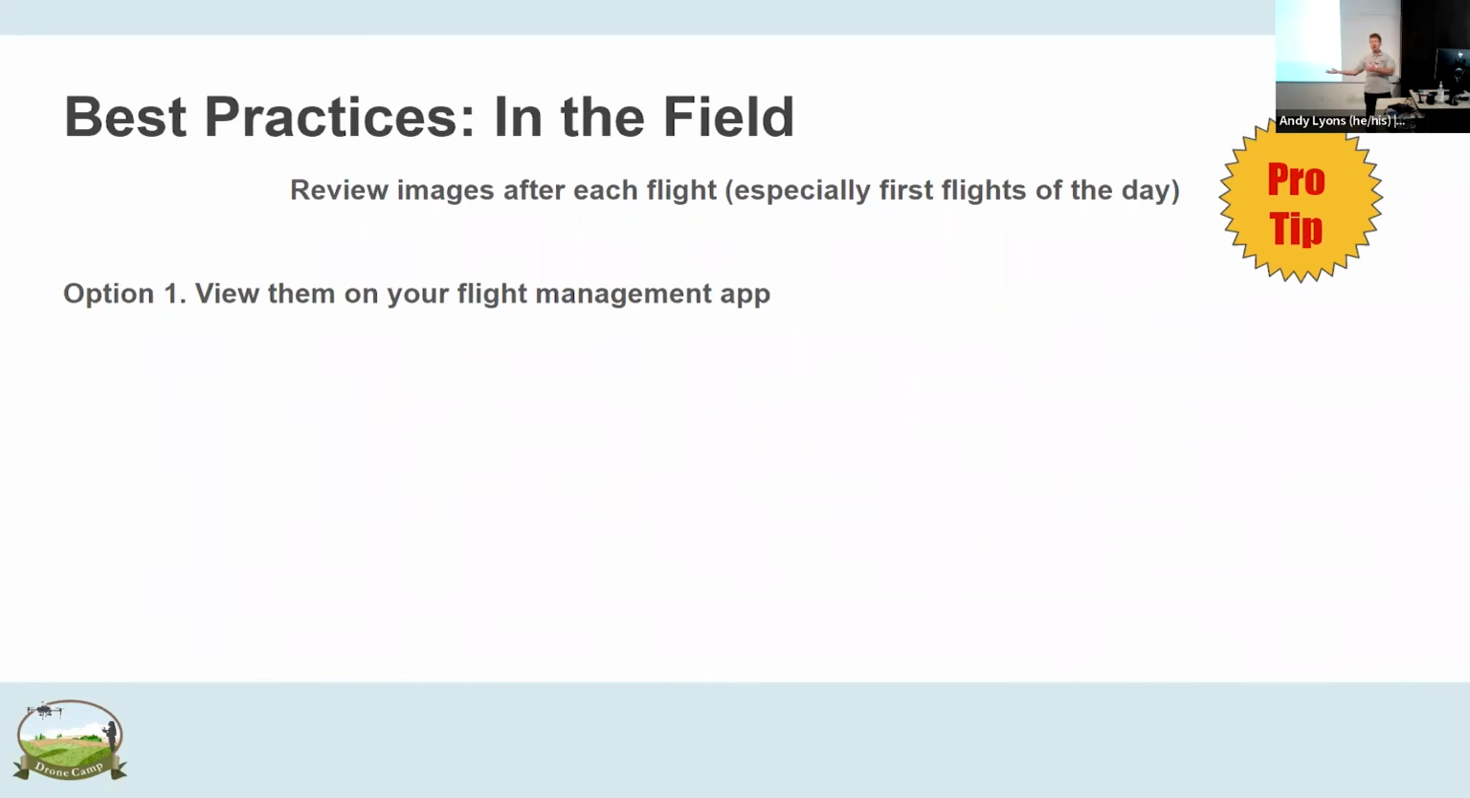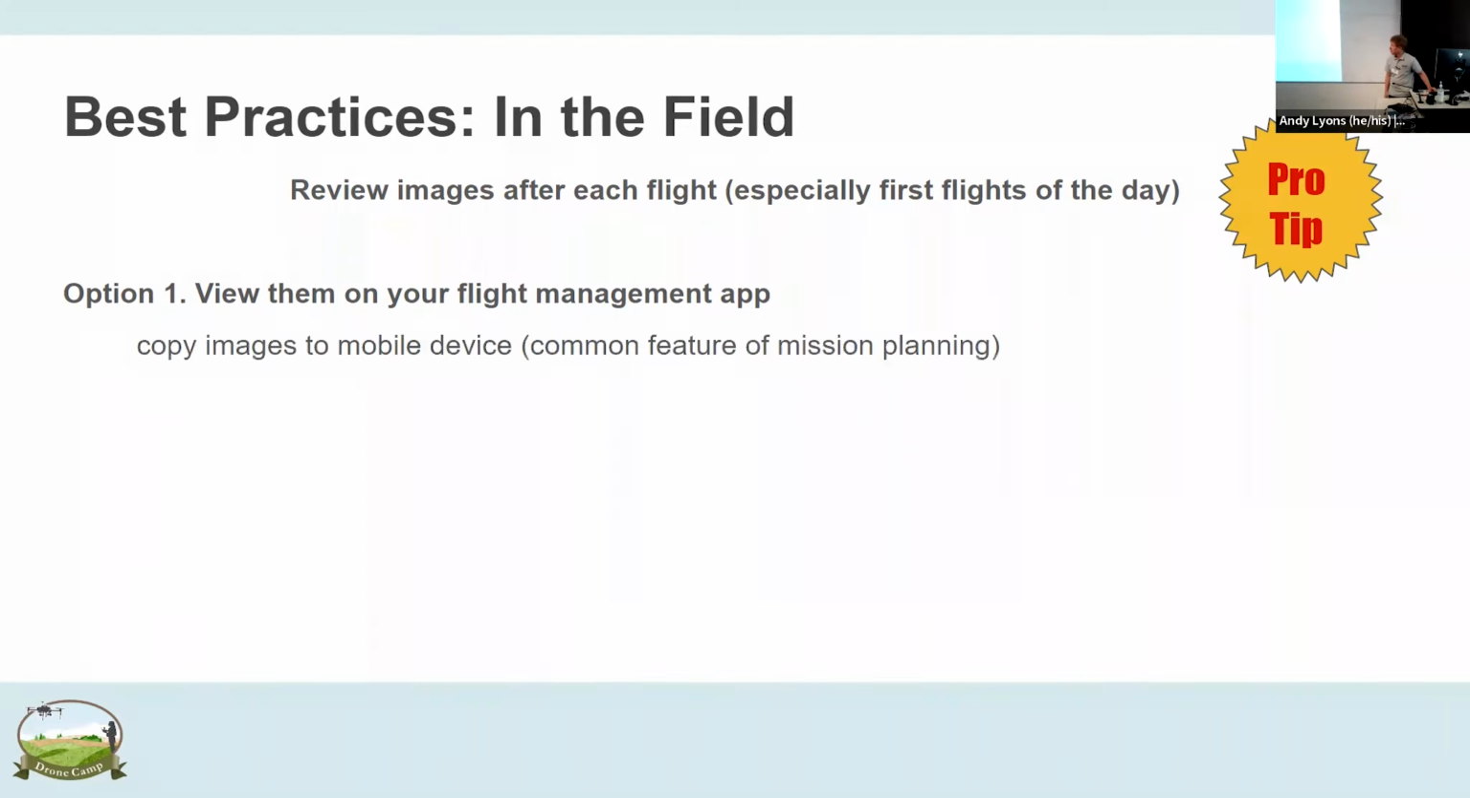One option is all of the flight management apps that you have on your phone or your tablet. They generally do have a way that, after the mission is over, they can transfer the images to the app and you can preview them. You can at least see if they're blurry or not. This involves copying the images from the camera on the drone to your tablet. That's usually done wirelessly. We generally don't use that. I'll explain that in a minute here.